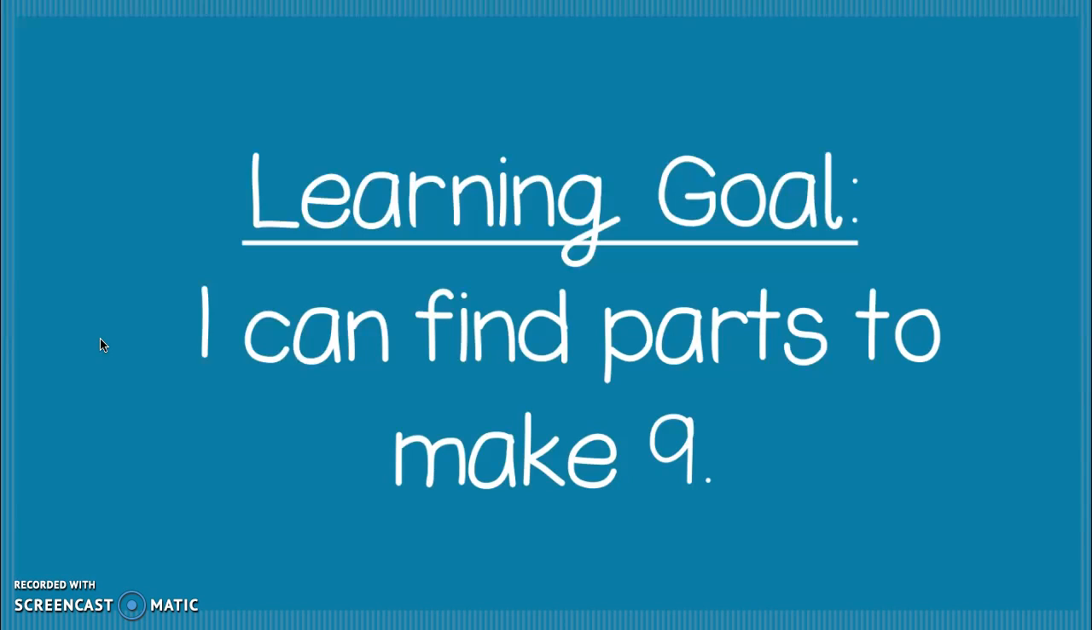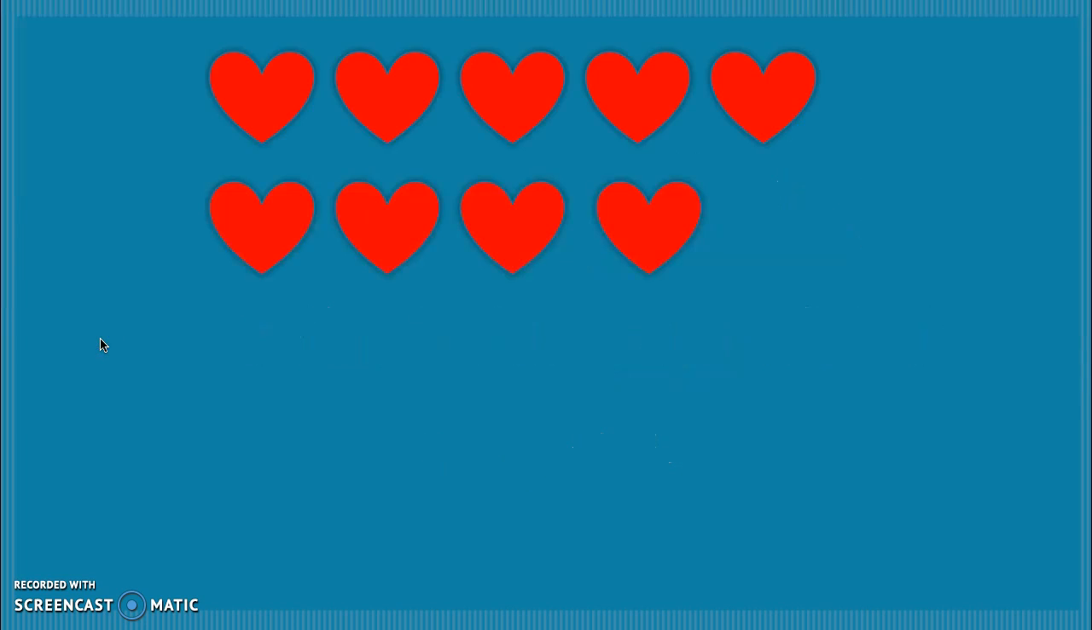All right, so here we go. I'm going to go ahead and grab a whole bunch of beautiful hearts. Oh, excellent. Can you go ahead and count to see how many hearts I have? Yep. 1, 2, 3, 4, 5, 6, 7, 8, 9. Perfect. I have 9 hearts.